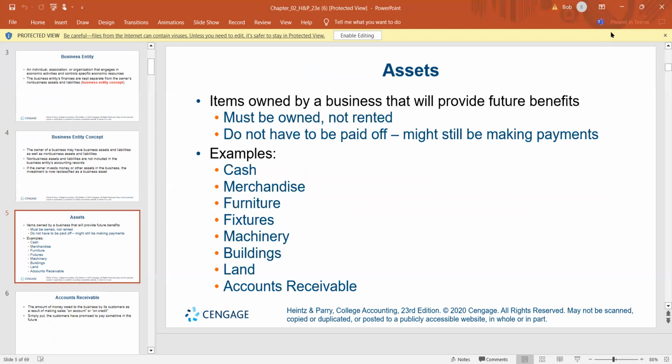What's an asset? An asset is items owned by a business that will provide future benefits. In other words, anything we own that's of any value at all. And it doesn't necessarily mean we've paid for them, believe it or not. For example, we might buy inventory from a supplier and we're not going to pay the guy for 6 months because that's the deal. That's still an asset that we own. What are some examples? Cash, that's our favorite asset, as we were saying. Merchandise, furniture, machinery, land. Accounts receivable.